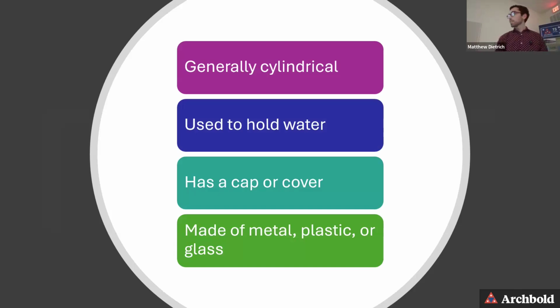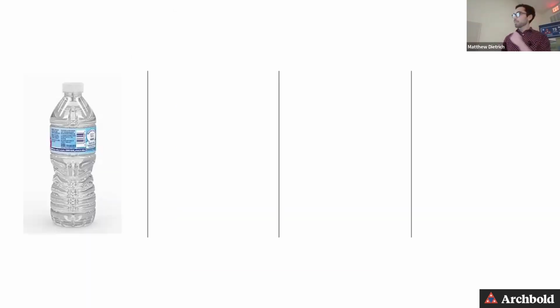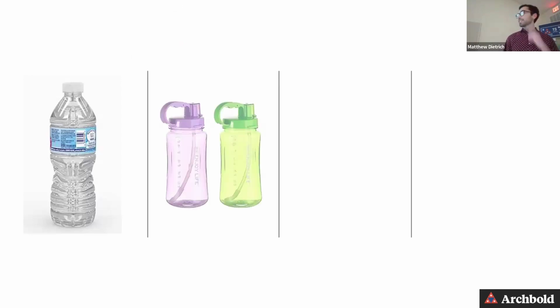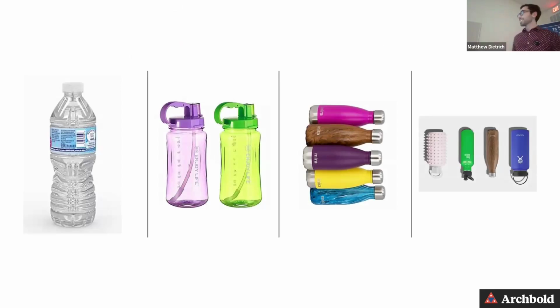But if we wanted to do this differently, we could just say, this is a water bottle. And these are water bottles. And all of these are also water bottles. And so that's more of what we're trying to do with artificial neural networks.